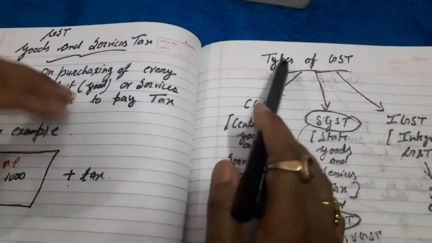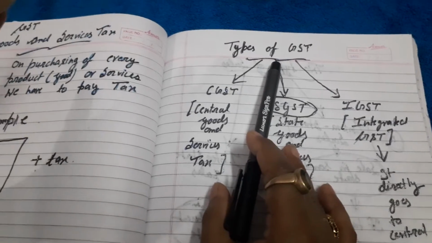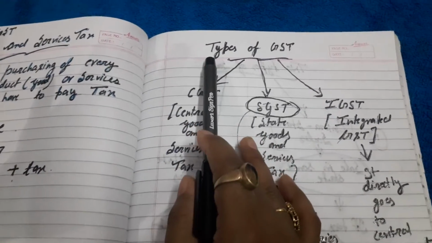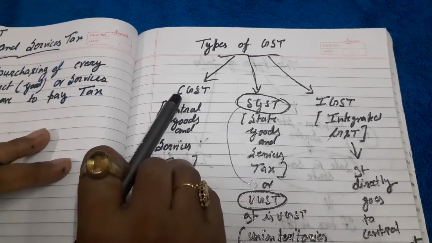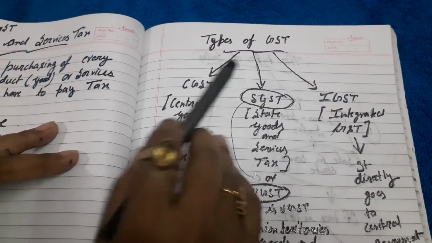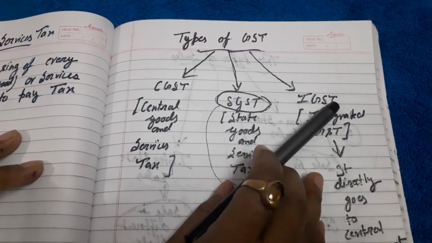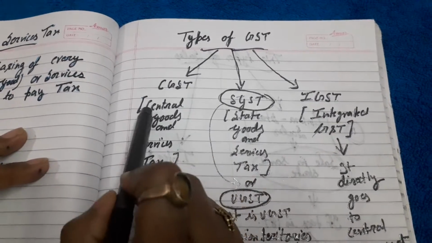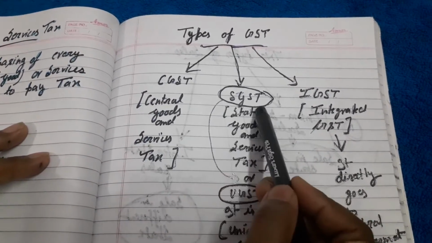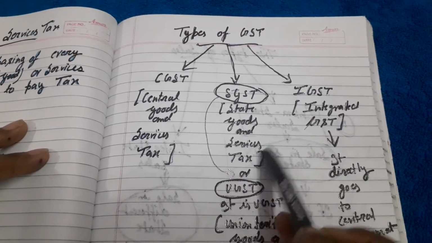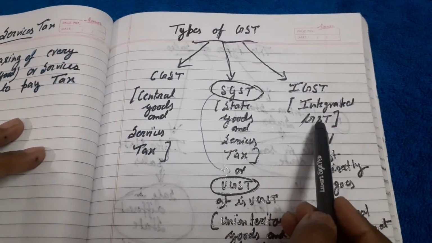What are the different types of GST? First of all, try to understand that thing. From here we will start the basic things about GST. I have written here, there are three types of GST. First is CGST, second is SGST, and third is IGST. What is the full form of CGST? It is Central Goods and Services Tax. What is SGST? It is State Goods and Services Tax. What is IGST? Integrated GST, that is Integrated Goods and Services Tax.